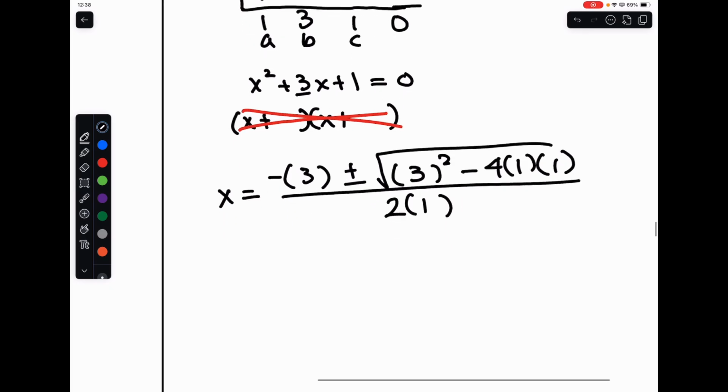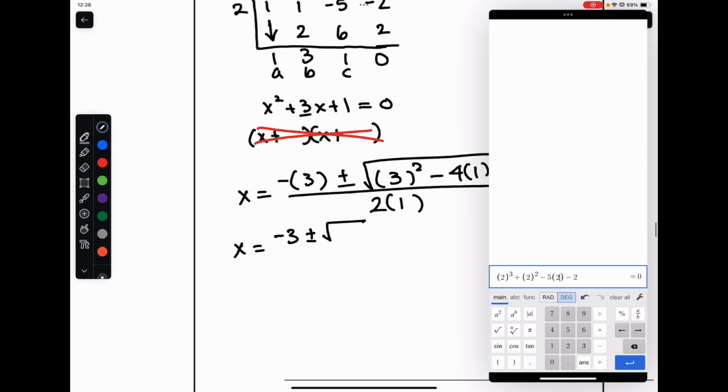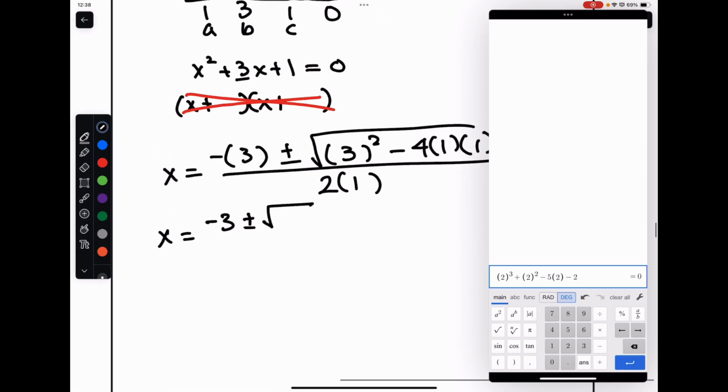All right, cool. So now, let's simplify this expression. So we have -3 plus and minus for the radicand. Probably should have done that off camera. Let me just do it here. Our radicand is 3 squared minus 4 times 1 times 1. That equals 5. Now 2 times 1 gives us 2.